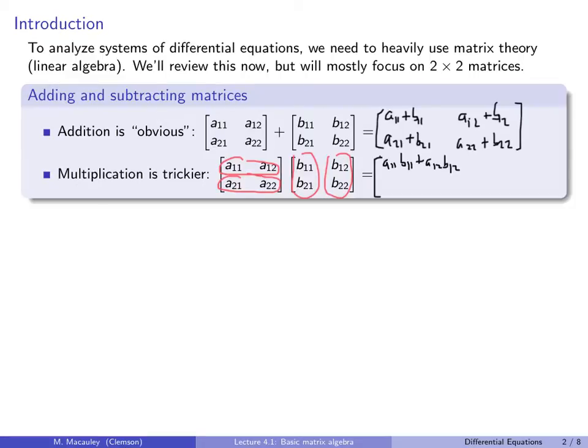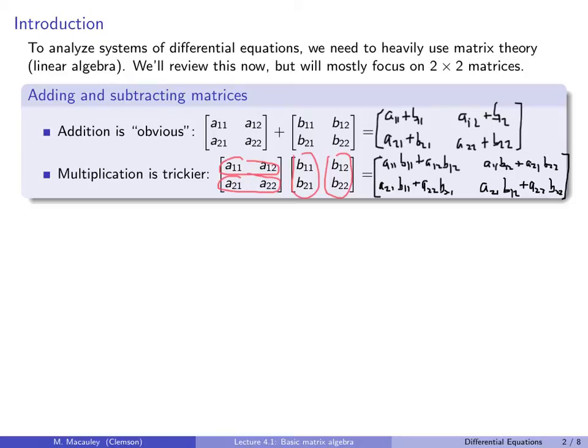This next entry is the first row times the second column. So that's A11 B12 plus A21 B22. And then this entry down here is this row times that column. So that's A21 B11 plus A22 B21. And finally, this last entry is this row times that column, which is A21 B12 plus A22 B22.